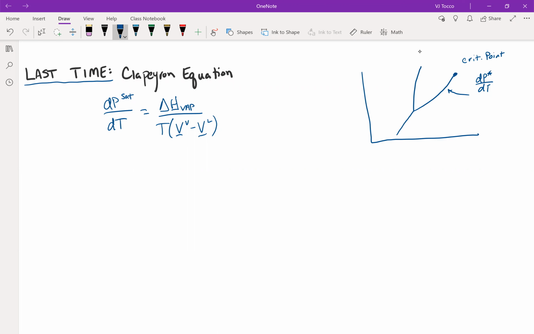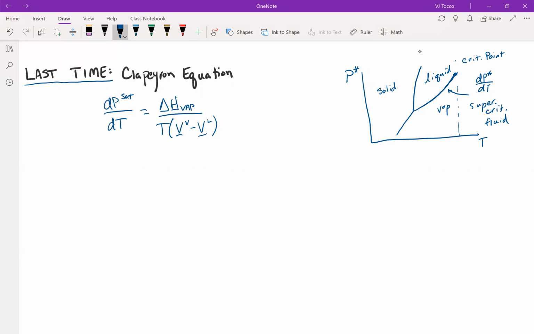So if I label my phases, I've got the solid phase. I have to label my axes too, P star and T. Solid, liquid, vapor, and then beyond the critical point, beyond that horizontal, I have supercritical fluid. All right, so what we're trying to do is model the slope of this line.